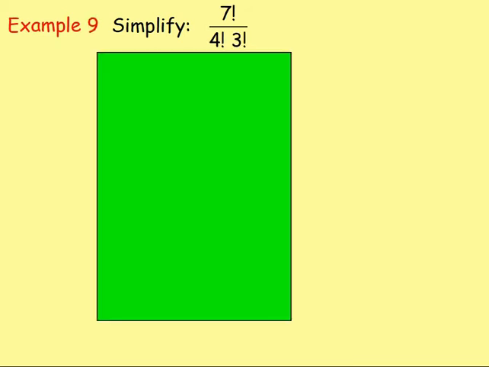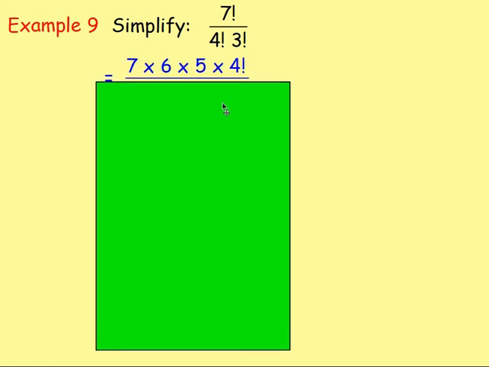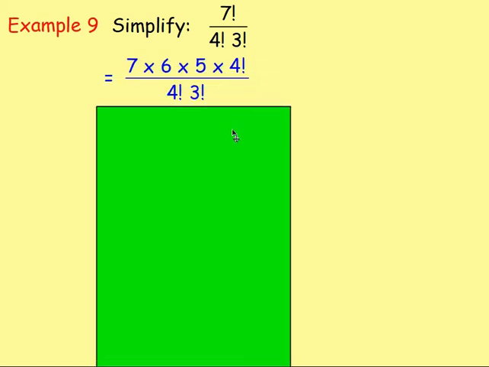Example 9, simplify 7 factorial over 4 factorial 3 factorial. Once again, to simplify, what we want to try and do is get the same factorial on the top and in the bottom. So 7 factorial means 7 times 6 times 5 times 4 factorial. 4 factorial and 3 factorial, let's leave them just now. And the reason we're doing that is because if you look in the top, you've got a 4 factorial, and in the bottom, you've got a 4 factorial. So you can cancel them out.